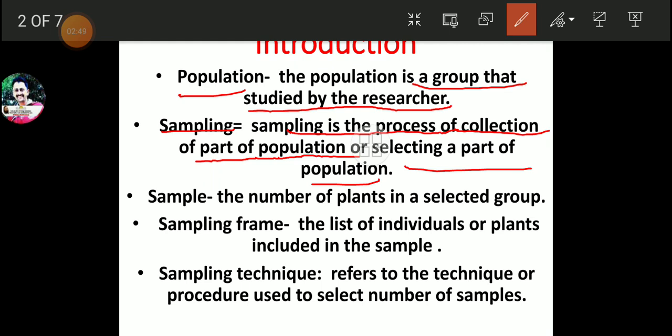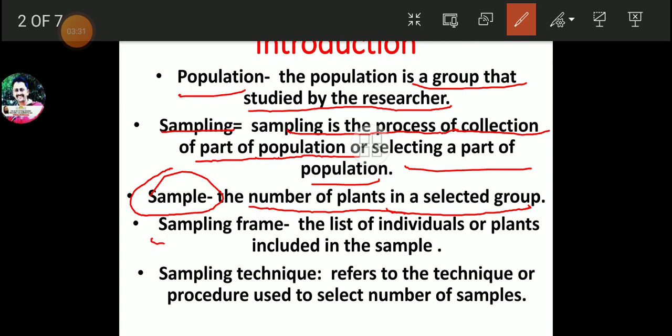But the process of collection of those 10 rose plants, or selecting those 10 plants from the population, the process of selection of a part of the population is known as sampling. Now what is sample size? The number of plants in a selected group. How many rose flowers are there in the selected group? That is 10. So 10 is the sample size.